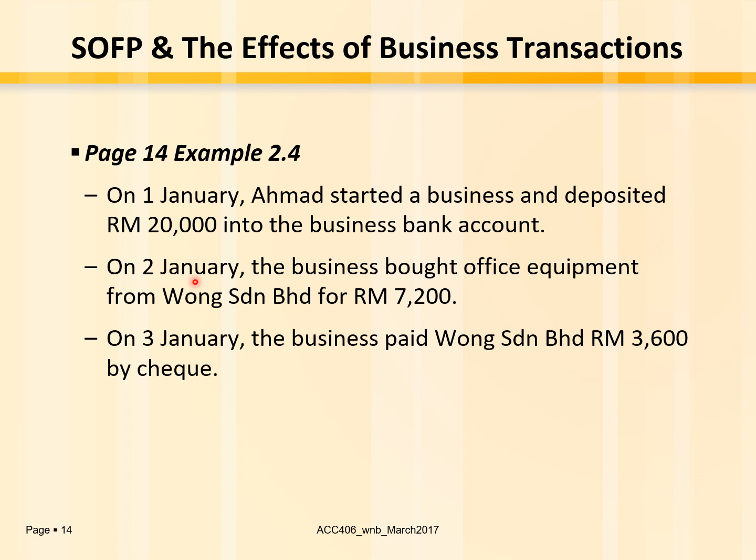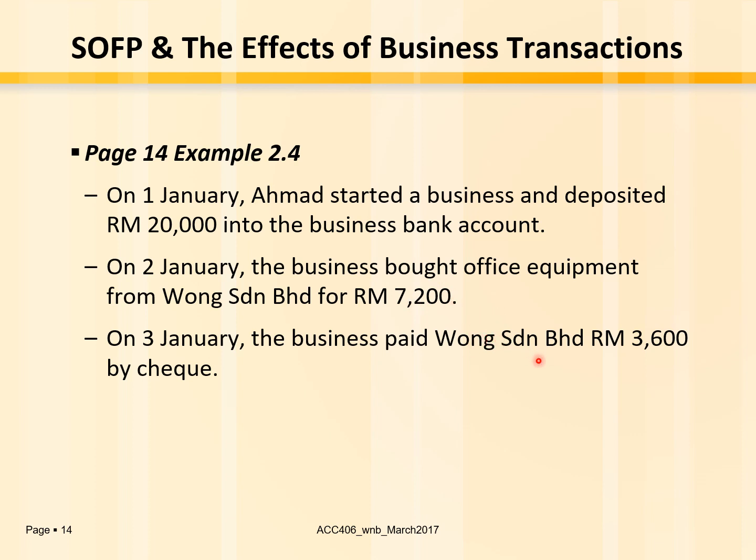And then 2nd January, dia beli barang office equipment daripada Wong. Okay, dia tak cakap kat sini sama ada dia beli cash ataupun secara hutang. Tapi kita akan assume secara hutang sebab dia tak bagi tahu pasal cash dan dia bagi tahu nama Wong. Maksudnya dia berhutanglah dengan Wong. Sendirian berhad, dia beli barang tu dengan harga 7,200. And then pada 3 Januari, business paid Wong 3,600. Meaning that dia bayar half daripada amount yang dia hutang ni.